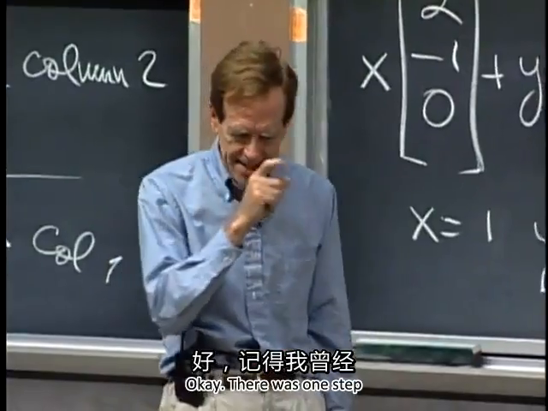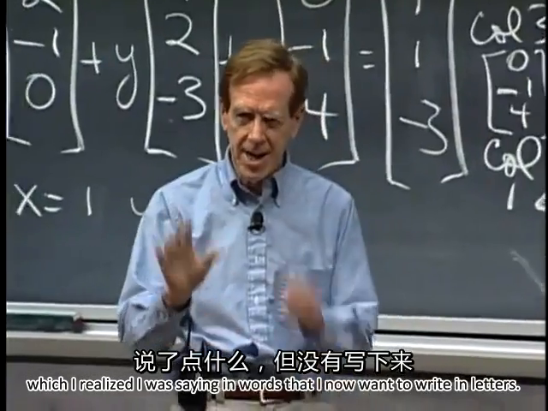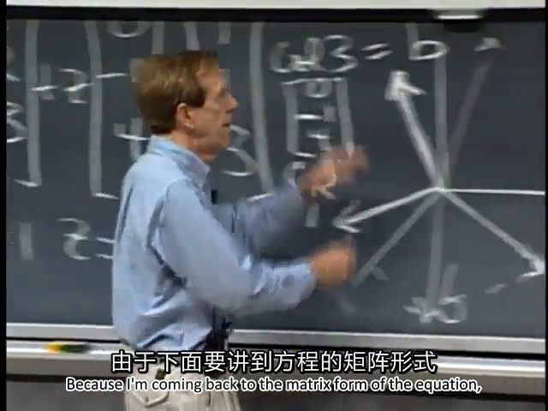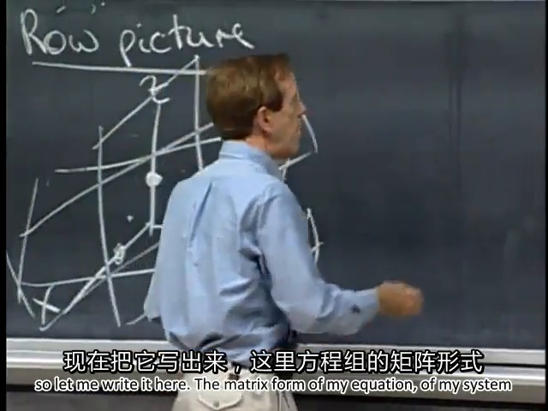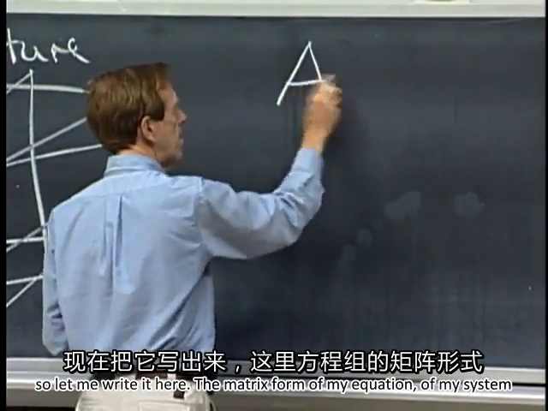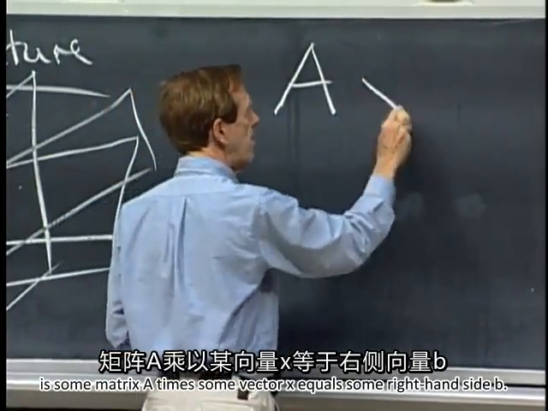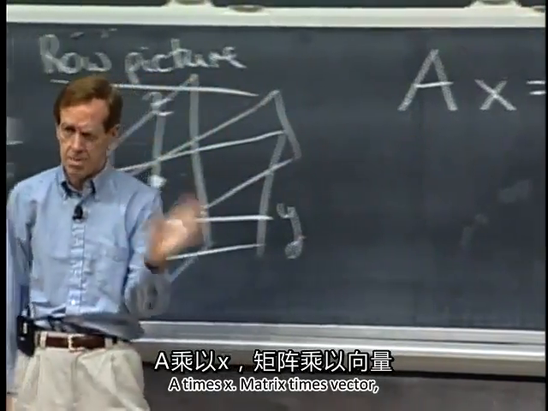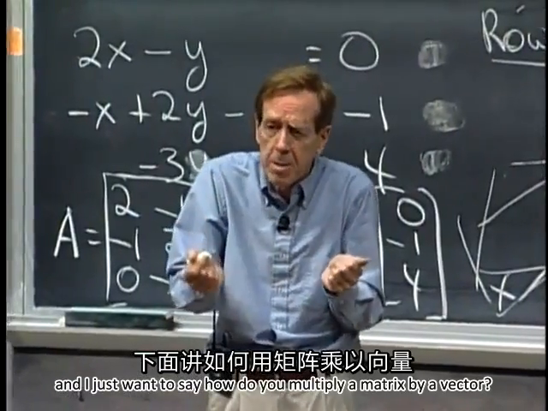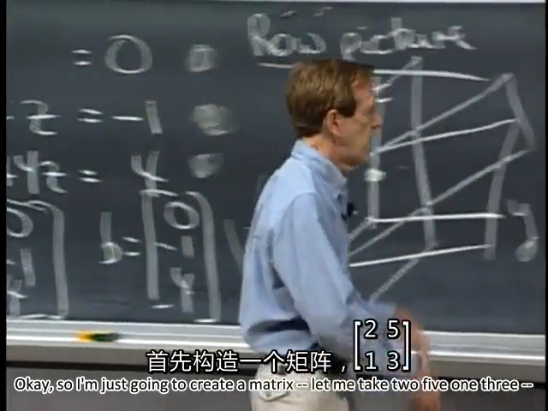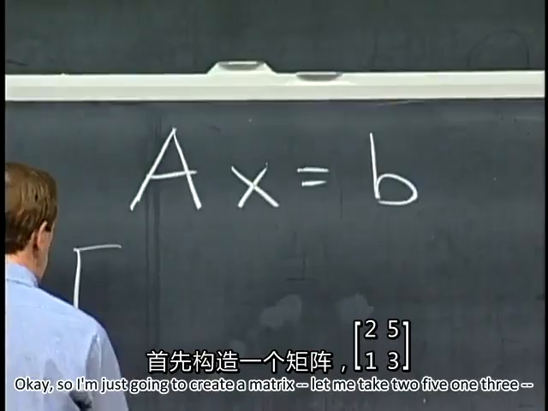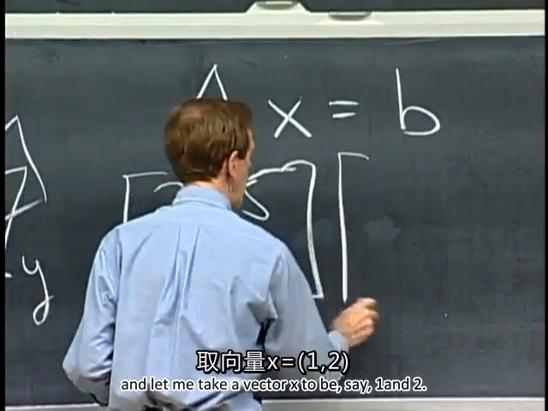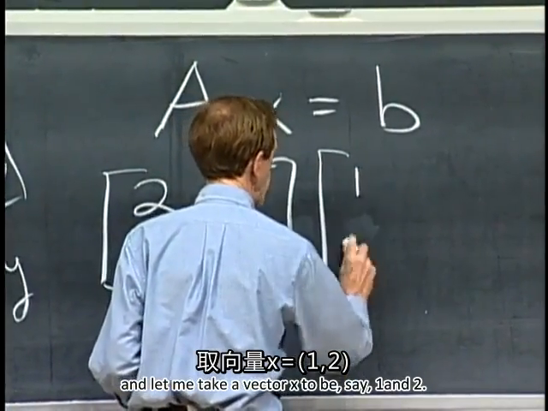Okay, there was one step which I realized I was saying in words that I now want to write in letters, because I'm coming back to the matrix form of the equation. So let me write it here. The matrix form of my system is some matrix A times some vector x equals some right-hand side B. So this is a multiplication, A times x, matrix times vector. And I just want to say, how do you multiply a matrix by a vector? Okay, so I'm just going to create a matrix. Let me take 2, 5, 1, 3. And let me take a vector, x to be, say, 1 and 2.